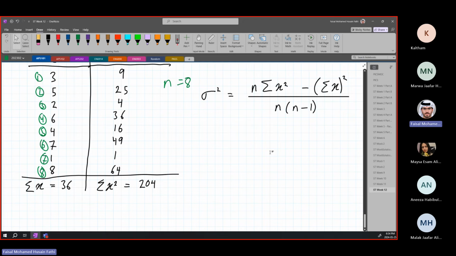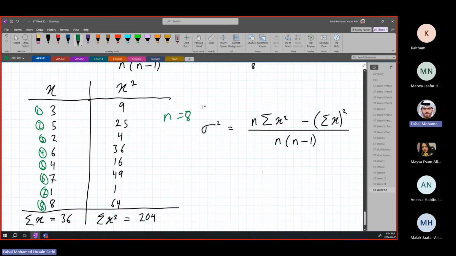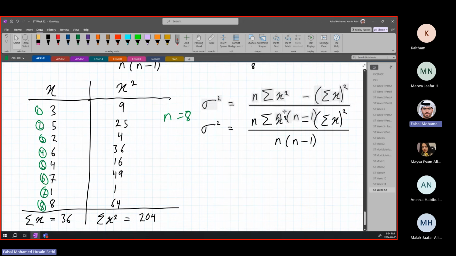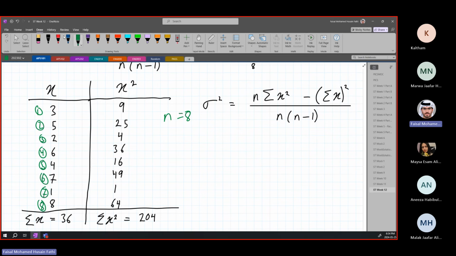Okay. So this is the formula that we're going to be applying, which is our standard variance equation. If we plug in the values, sigma squared equals n, our n is 8, times sigma x squared, which is 204. This is sigma x squared, which is 204, which we found from here.